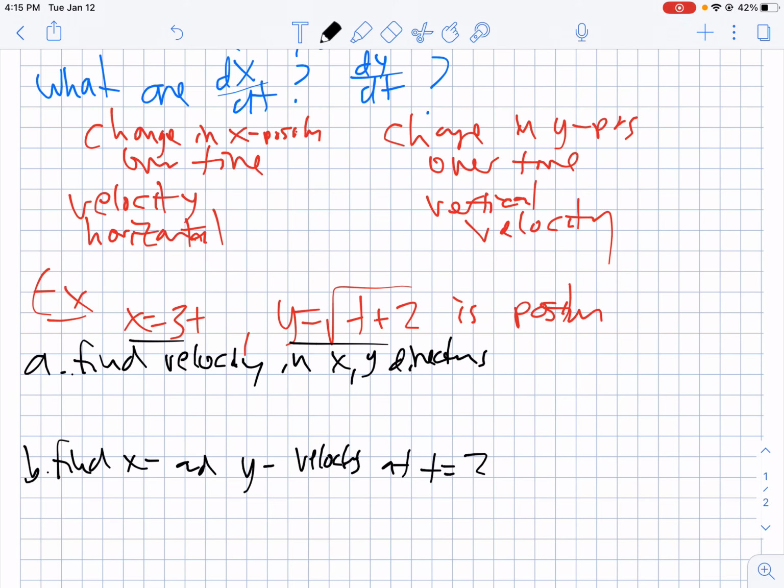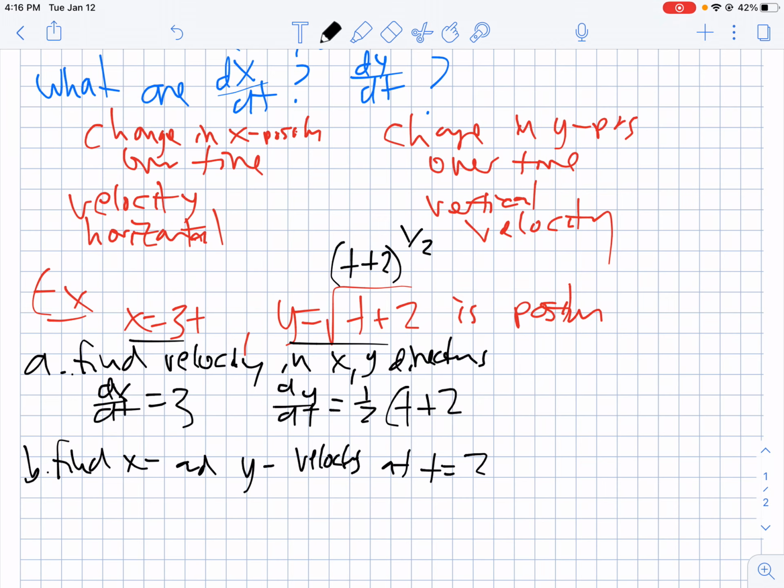Okay, so when we think of velocity, so again, this is a position function. We think of velocity, that's saying dx dt, which would just be 3, and my dy dt, so that's, of course, the original one is t plus 2 to the 1/2 power, so that'd be 1/2 times t plus 2 to the negative 1/2, and then by the chain rule, I multiply by 1, which doesn't do anything.